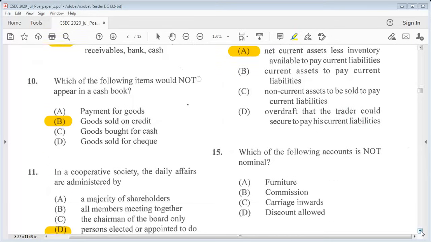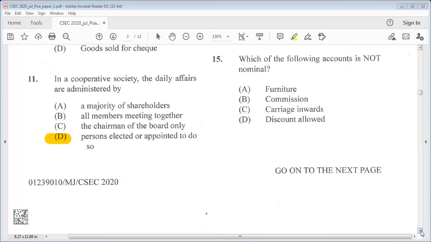Let's go on to number 15. Which of the following accounts is not nominal? So what do we remember from nominal accounts? We know that nominal accounts are accounts in which expenses, revenues, and capital are recorded. So we know that it would be A, furniture. That is not a nominal account. All the others are, except for A.